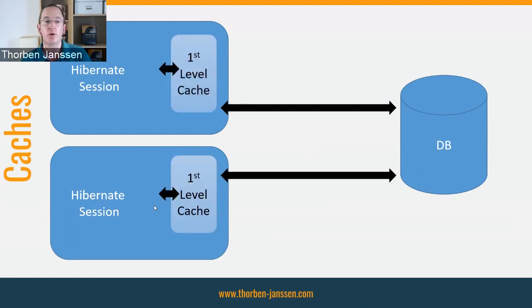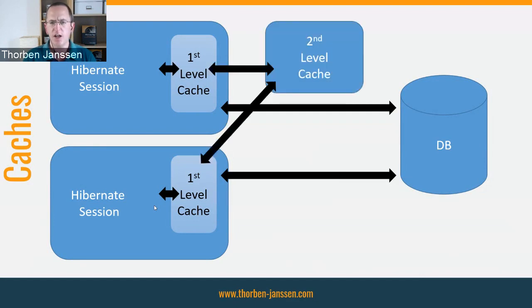So first of all, we have the first level cache. That one is part of the Hibernate session, and it contains all the entities that you loaded within your current session. These might be dirty, which means they were changed, might contain uncommitted changes. So it's a good thing that the first level cache is specific to your Hibernate session and not shared with parallel sessions. Then we have the second level cache, and the second level cache is session independent. That means you can store entities in there that will be used by multiple sessions.